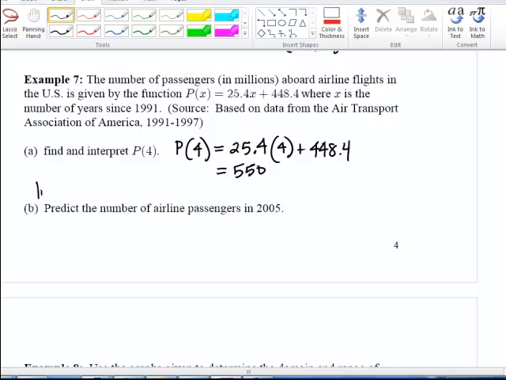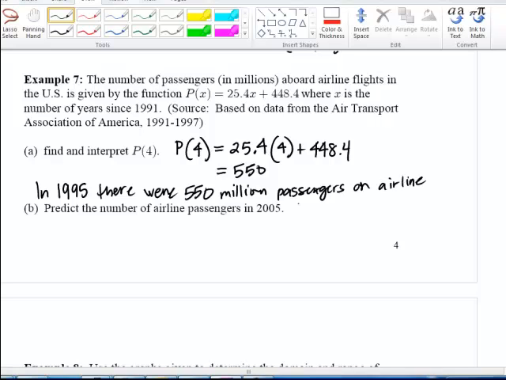So we would say in 1995, there were 550 million passengers on airline flights in the US. Right? Because again, this is years after 1991. And the output is measured in millions.